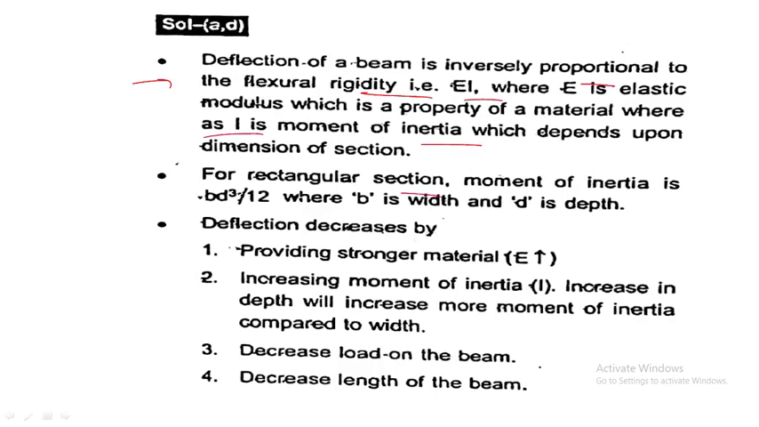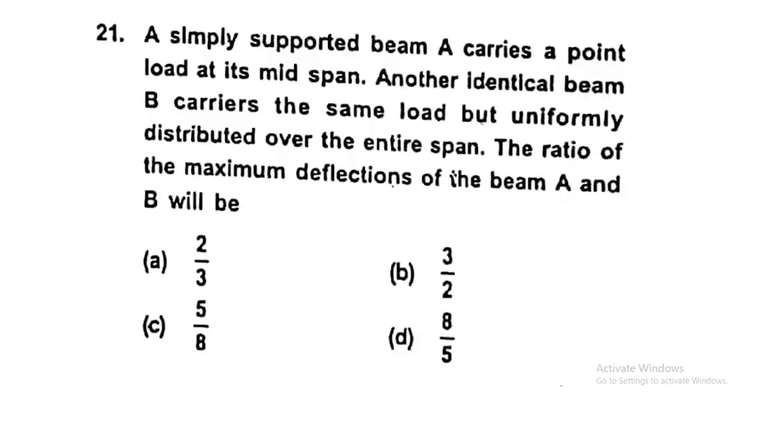For a rectangular section, the moment of inertia is BD³/12, where B is the width. So deflection can be decreased by the following: using a stronger material, increasing the moment of inertia (increasing the depth will increase the moment of inertia more compared to the width), decreasing the load on the beam, and decreasing the length of the beam. You have to decrease the length, decrease the load, and increase the depth of the beam.